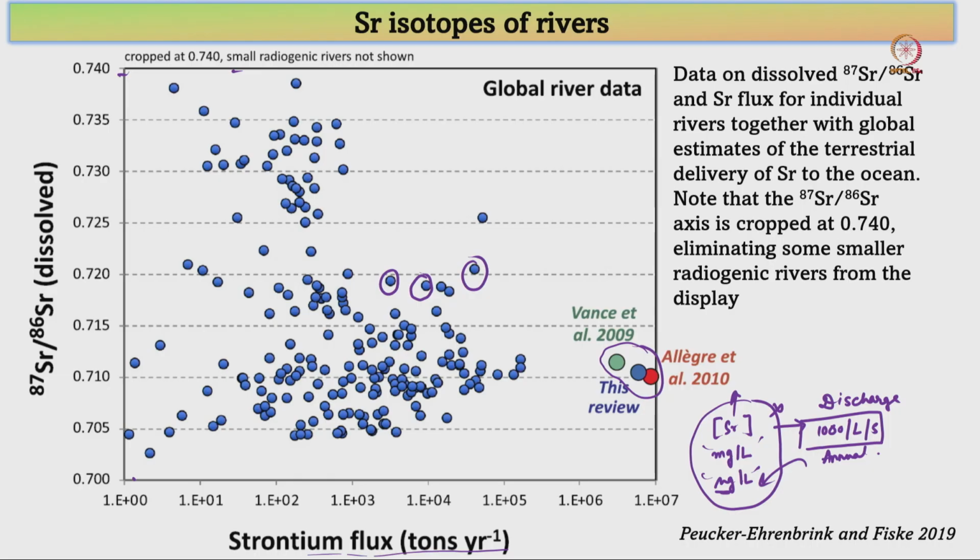So, this is how we get this value, 0.7113, or if somebody has any other value, we are going to fit it in all the box models, all the box models for the strontium global budget. So, when we do that global budget calculation, we are going to use these particular values.